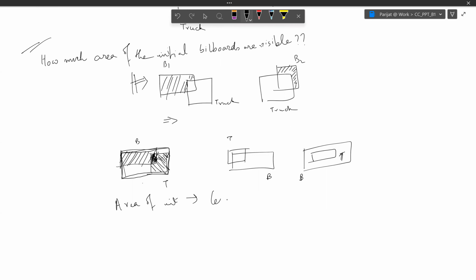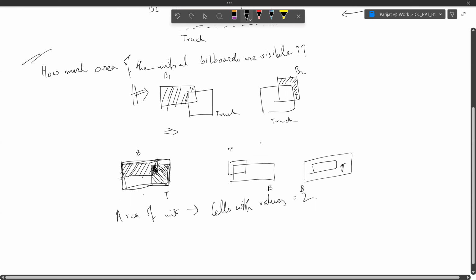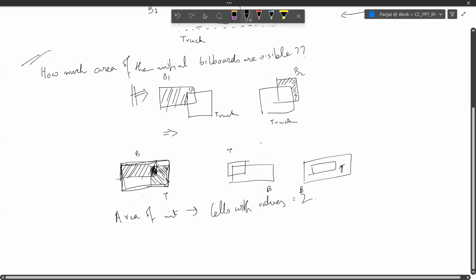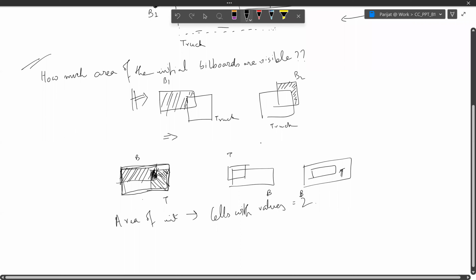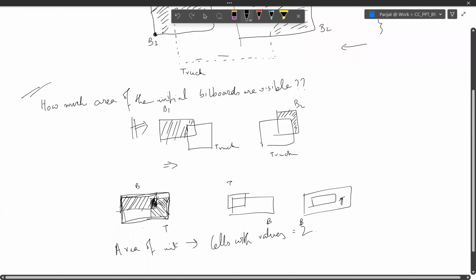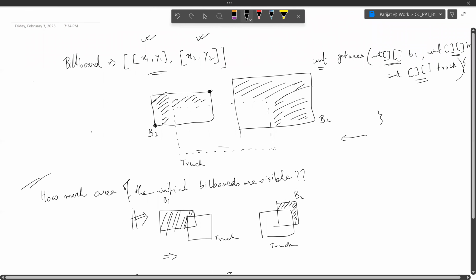So cells with value equal to 2. Same logic we can apply here. This is a very, very ingenious, very nice logic of figuring out intersections. If there are no cells with value 2, there is no intersection. If there are some cells with value 2, however many cells there are with value 2, that is the area of the intersection. Same thing we can do here.